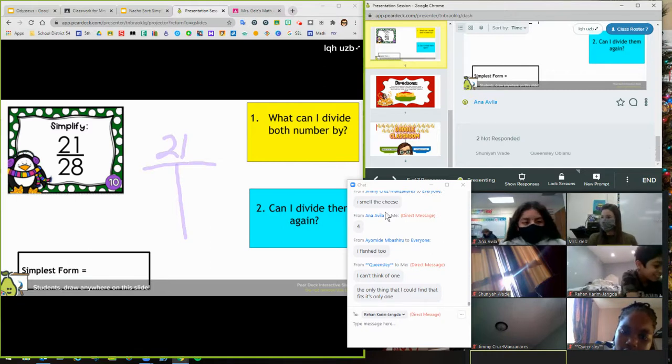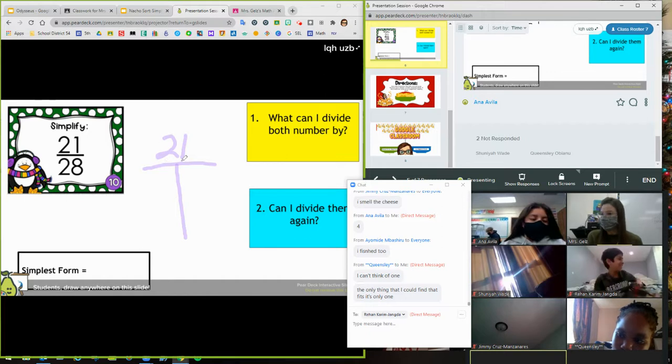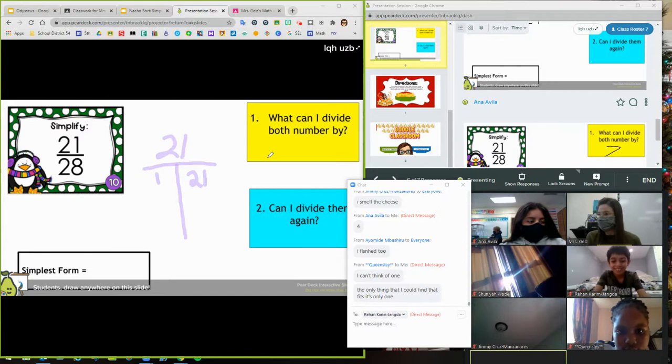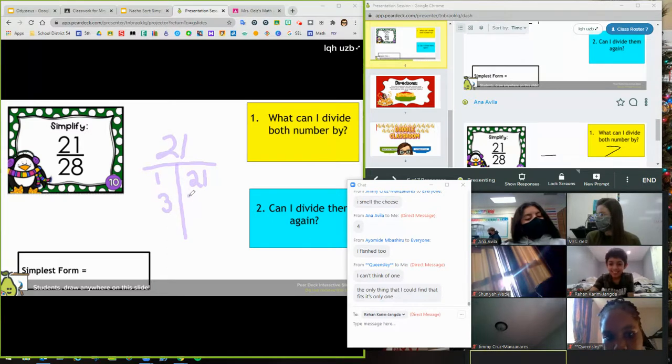Shania and Queensley, will you come to my slide for a second and look at my hint? Remember yesterday, to figure out what to divide by, we did multiples. We said, okay, you can make 21 by going 1 times 21. How else can we make 21? 3 times 7, right? These are the ways I can make 21.